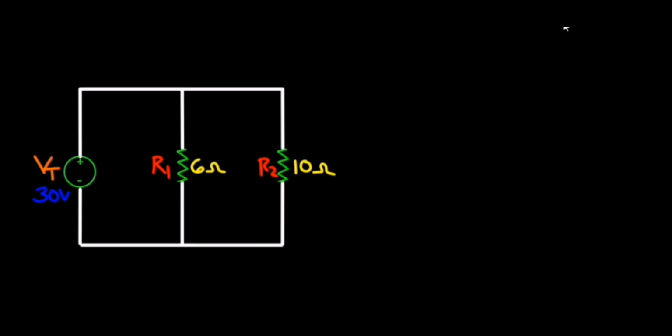Hi guys, for today's video, we will discuss resistors in parallel circuits. Let's consider this given circuit. First we have to calculate the current flowing in each of the resistors. We labeled the current flowing in each of the resistors as I1 and I2.